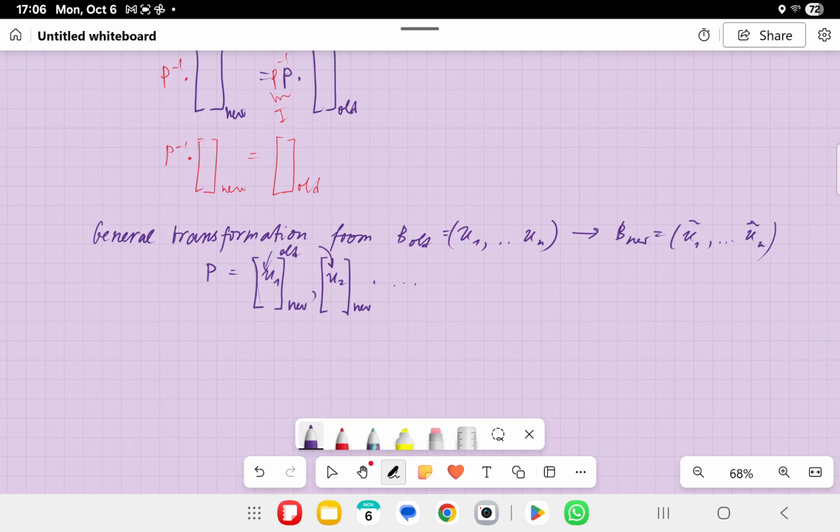As I'm going to label this, B old to B new. Yeah, I know in the book they mark everything with a little bar, but I think it's a little bit confusing when we do the bar.